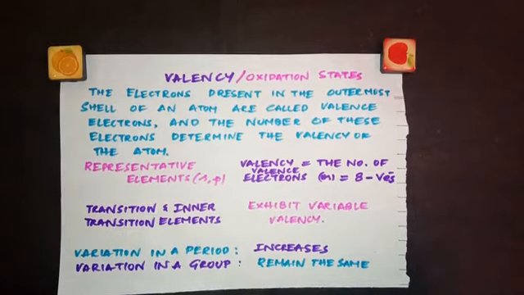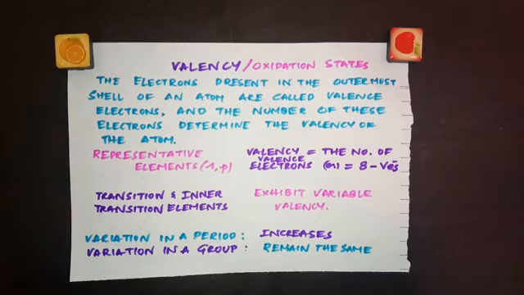And in the case of transition and inner transition elements, they exhibit variable valency, which means for example, if you take iron, it can exhibit two valencies, Fe2+ and Fe3+. This is because in the case of transition and inner transition elements, not only valence electrons but d or f electrons will also get involved in the chemical reaction. So these transition and inner transition elements exhibit variable valency.